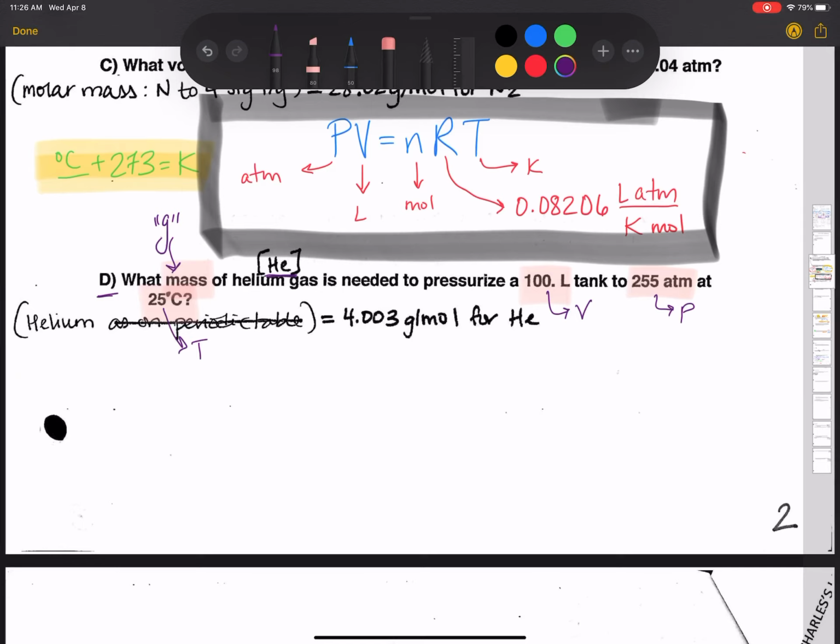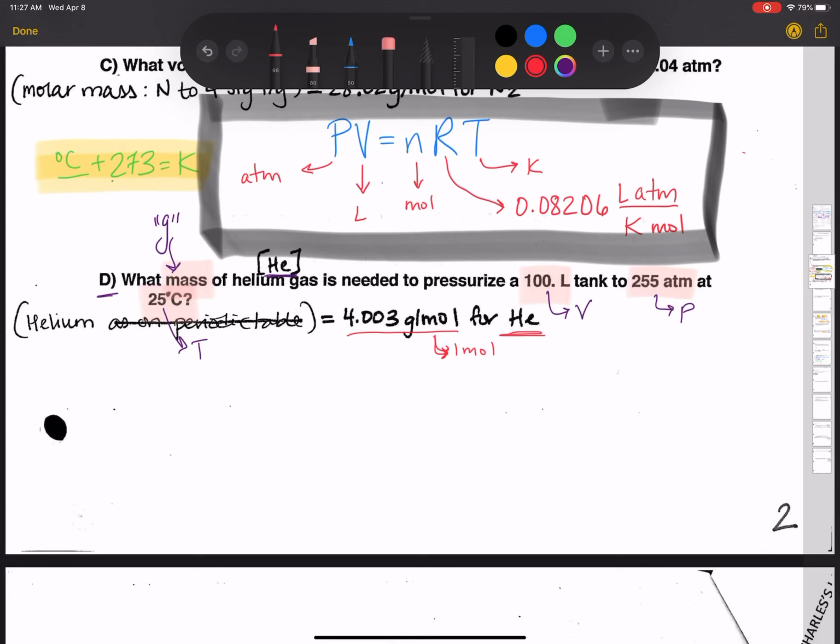Okay, let's notice too that this time around, they also gave us 4.003 grams per mole. And so if you were to go back and double check on your periodic table, the atomic mass for helium on the periodic table is 4.03 grams. So the molar mass then is 4.03 grams per every mole. And remember that mole is represented as a 1 mole. The 1 is always invisible.